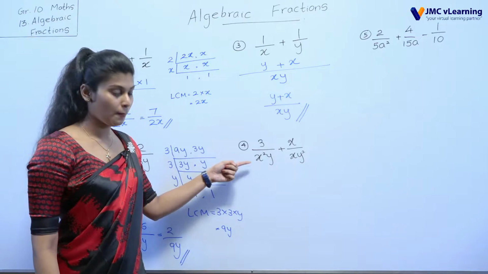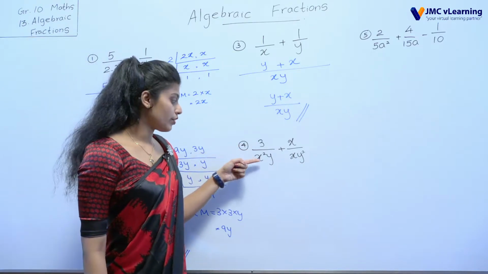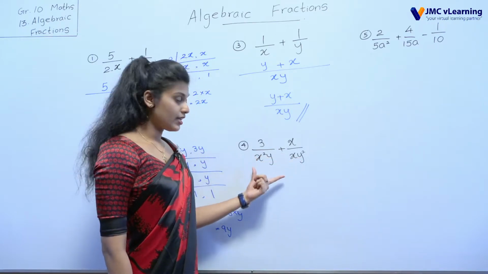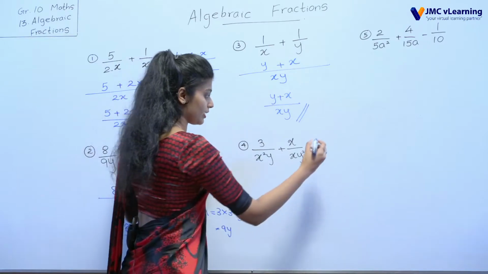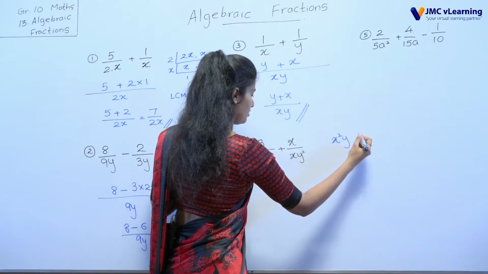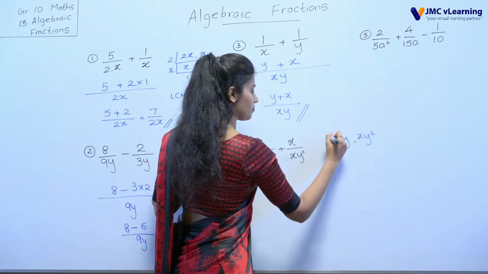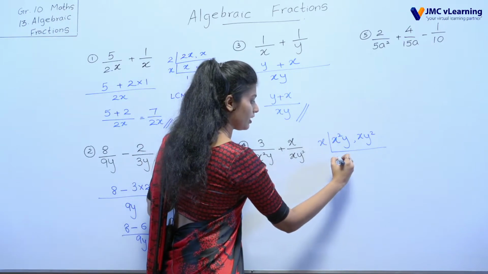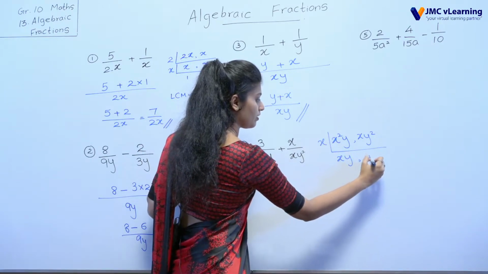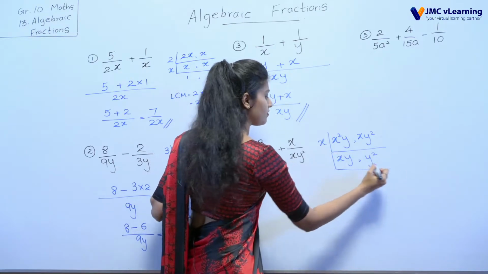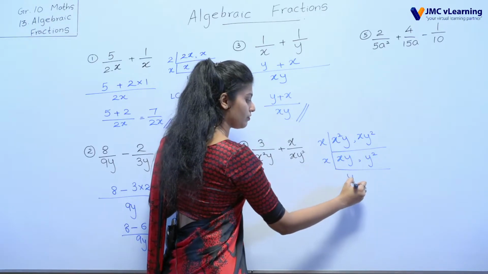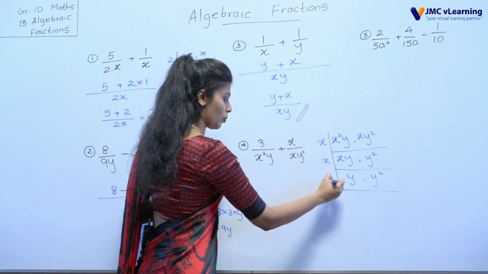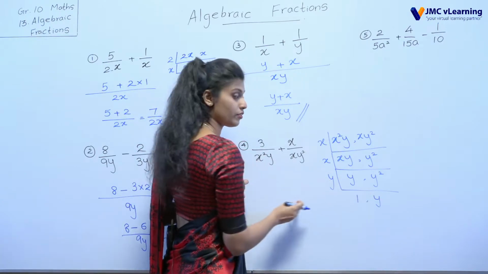The next example, 3 over x squared y plus 2 over x y squared. Take the LCM of these two denominators, x squared y and x y squared. First we can divide both by x. Here left xy, here y squared. Then let's divide again by x, left y, y squared. Then divide by y, here 1, here left only 1y.